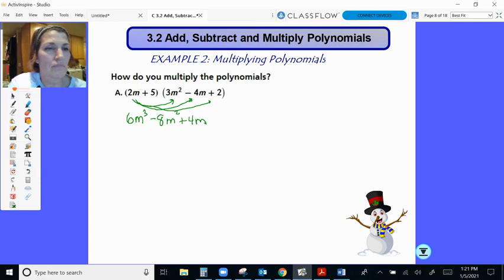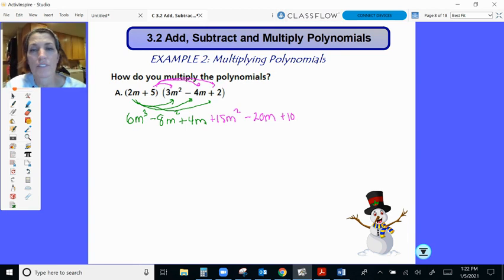All right. Then I will take my 5 and distribute that to my first term, so it'll be plus 15m squared. Then I'll have my 5 times negative 4m, which will give me a negative 20m, and then I'll have my 5 times positive 2, which will give me a positive 10.